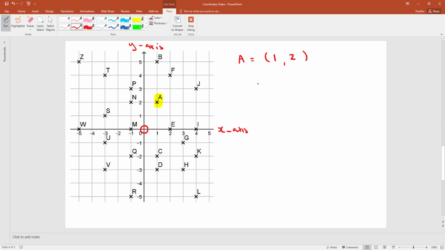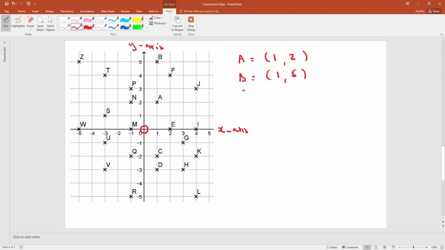Shall we look at B, for example? Can you see, if I highlight point B, again you must start from the center of the graph. You have to go 1 right again, and this time you go 1, 2, 3, 4, 5 up. So B is 1, 5. And you must get the numbers in the right order. Otherwise, you're going to go backwards pretty much. You'll go left and right instead of up and down, which is not going to work.